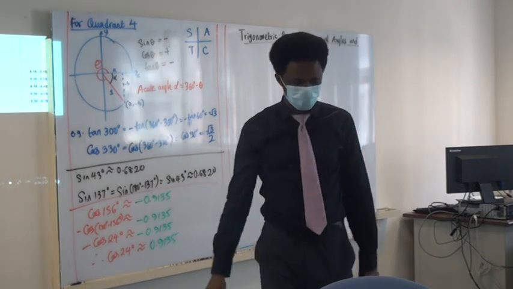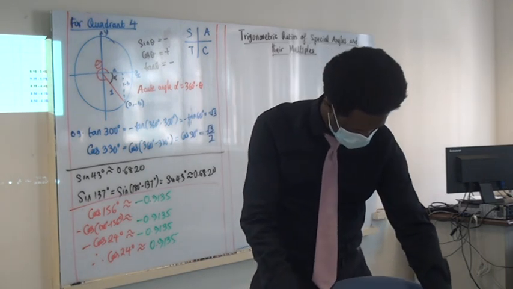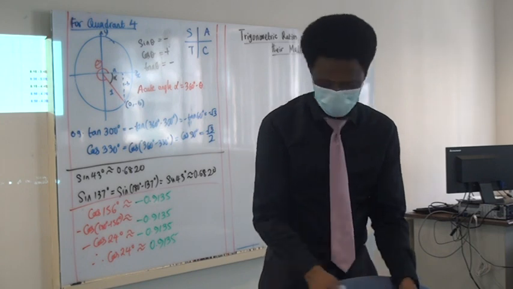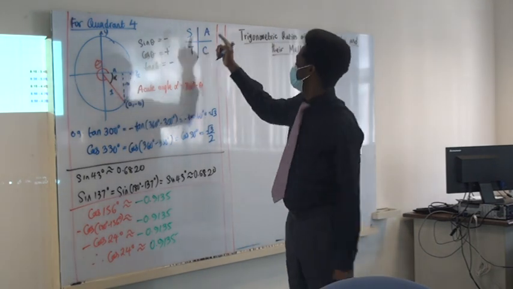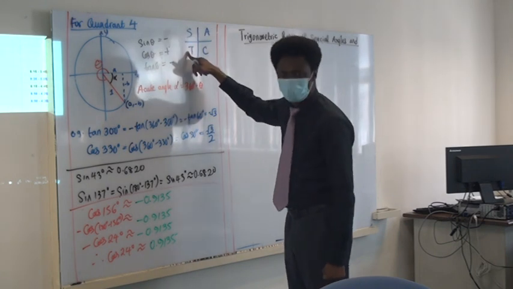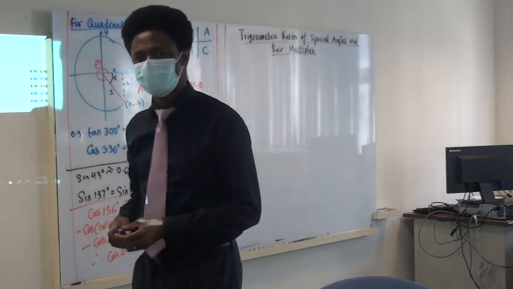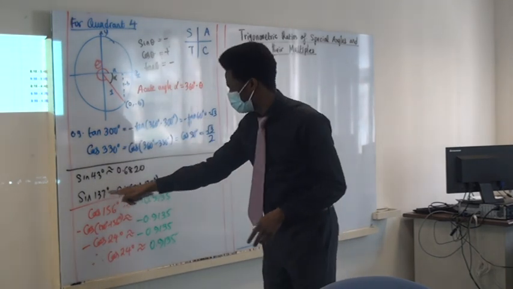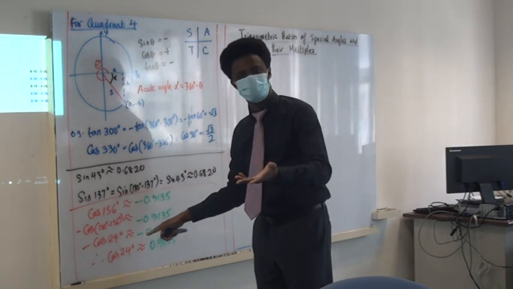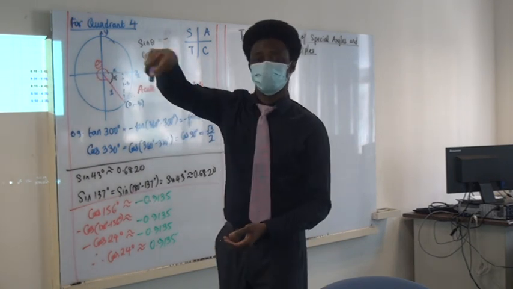I think in your book they use an acronym, something like "all silly turtle crawl." That's what the author used. But we just say all students take coffee: all are positive here, only sine is positive, only tan is positive, only cos is positive. Just to remember, so that when you are converting, you know this is the second quadrant, so sine is positive. Understand? And the butterfly shape will tell you how to subtract.